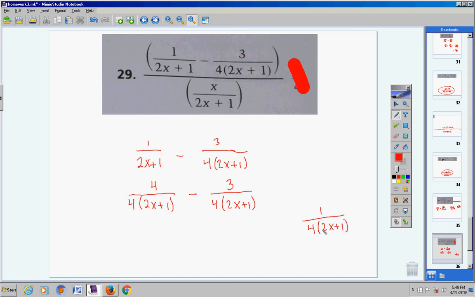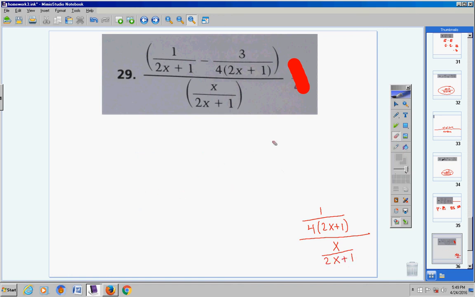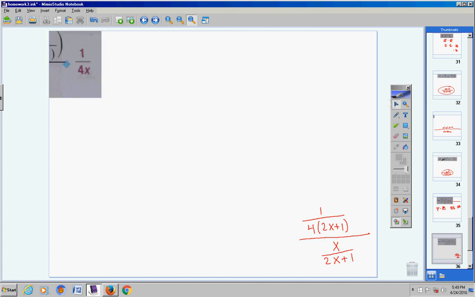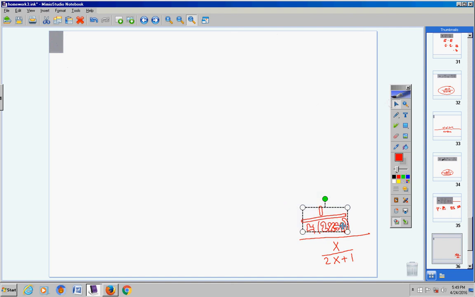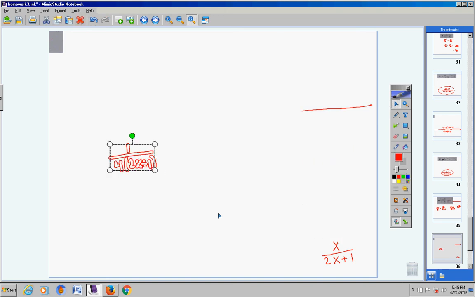So what I have, students, is this. I combined these two fractions and I got this. So that's up top. In the denominator, I'm going to have this: x over 2x positive 1. So now all that I have to do is simply take the top fraction, put it here, take the bottom fraction, and of course flip it. I've got to flip it still.